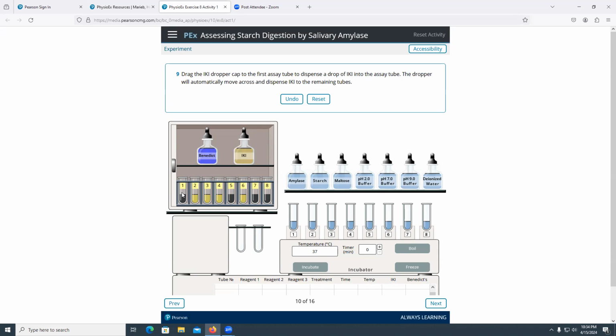So right off the bat, you know, tube 1 did have definitely starch. Tube 5 definitely had starch. Tubes 7 and 8 definitely had starch. And tubes 2, 3, 4, and 6 had no reactant, no starch.